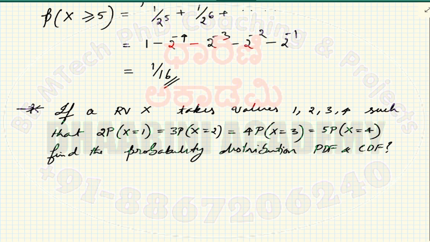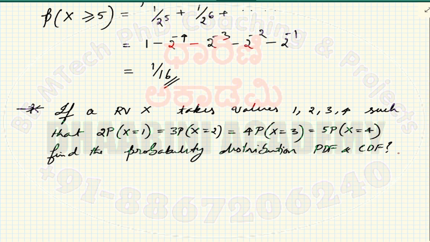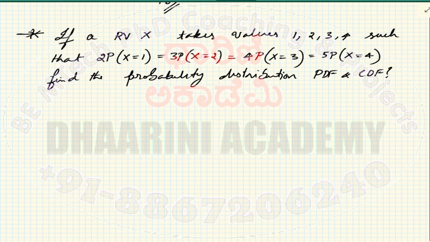Right, so we need to find the probability that it takes a value equal to 1. Individually we are supposed to find these values, and that gives us the PDF. Next we will go to the CDF. We just have to accumulate them to get the CDF part. Alright, so let's do the first part now.